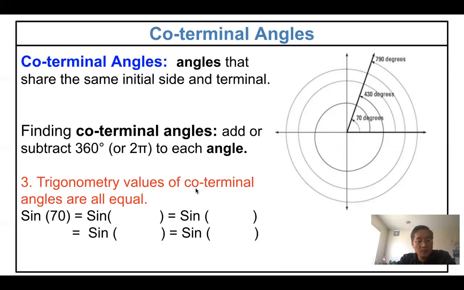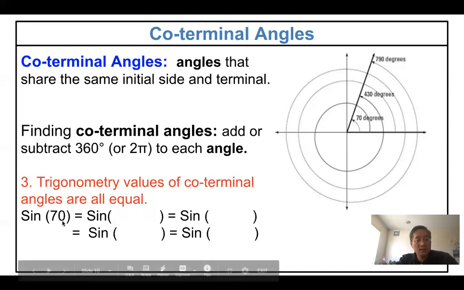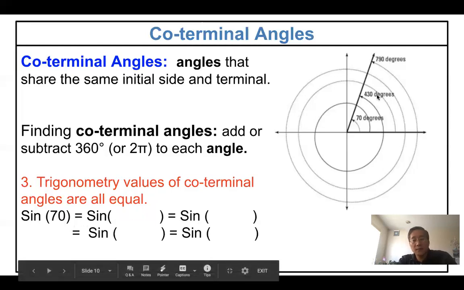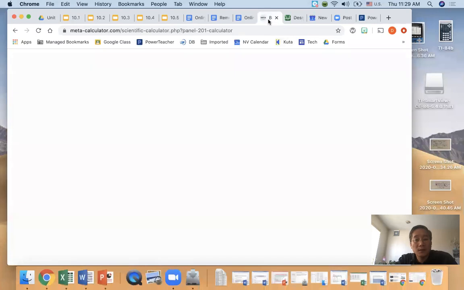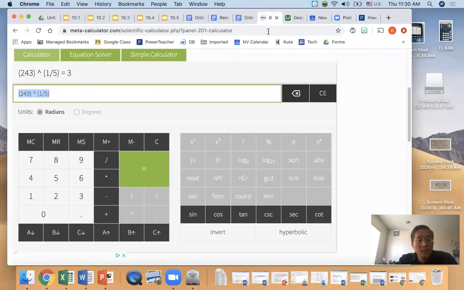Trigonometry values of coterminal angles are all equal. Sine 70 degrees is equal to sine 430 degrees and sine 790 degrees. Let's try with the calculator together. I'll go to the Meta Calculator here. When you use trigonometry, you need to make sure you are using radians or degrees. Today we are going to do degrees, so I click degrees, not radians. If you do radians, it'll be completely different.